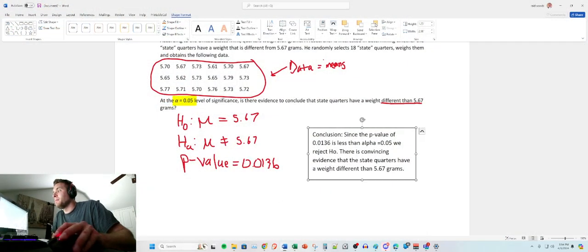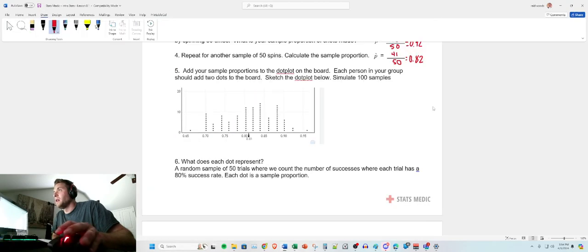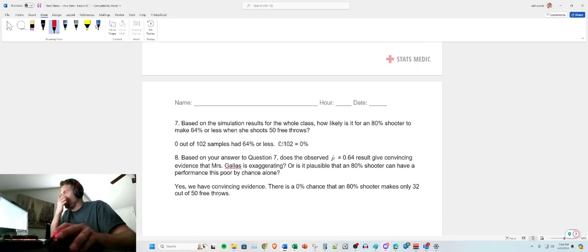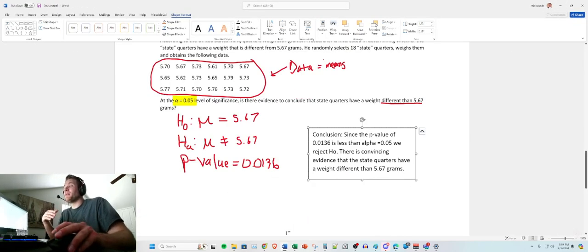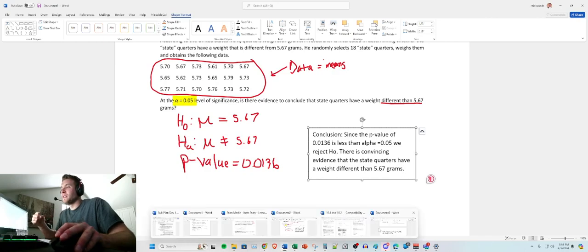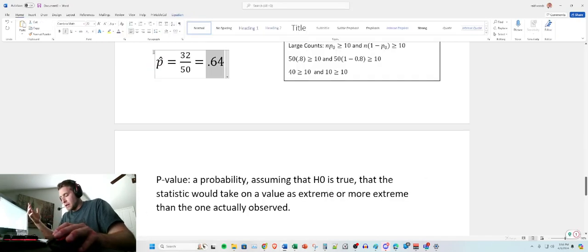Yesterday in our notes, we got 0% because out of our 100 or so of these, we didn't have it happen once. So we had a p-value of 0. So we did make a p-value yesterday. We just didn't call it that. But this is very important.